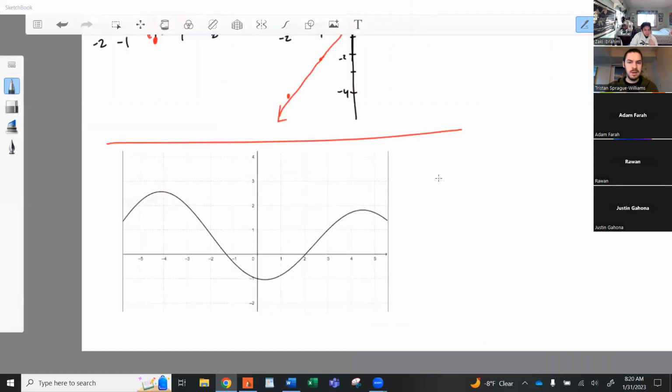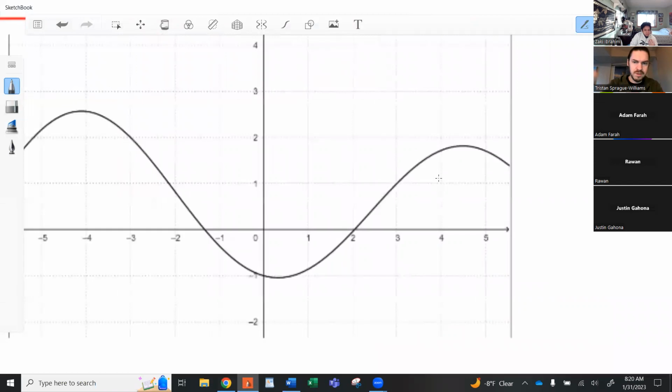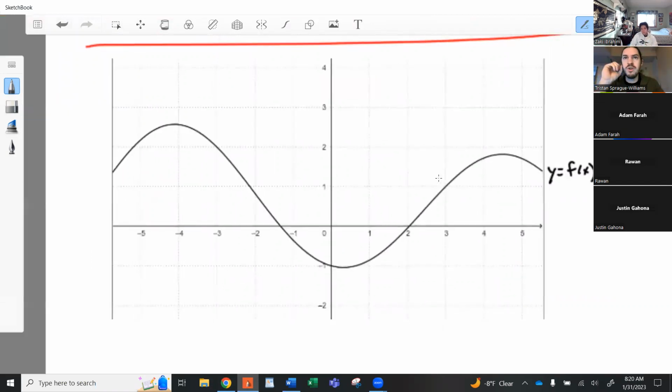Okay, so let's say we have this graph. This is the graph of a function. Let's call this y equals f of x. Our goal is going to be to graph the derivative of this function. Let's do it in red. So how can we even go about starting to graph the derivative of this function?